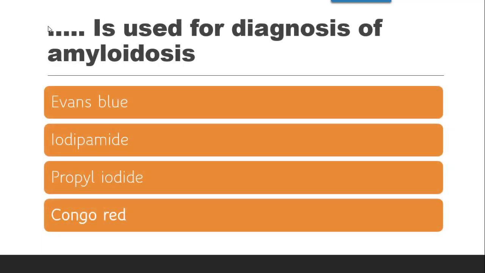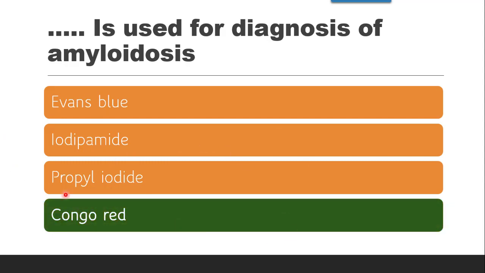Next question is, dash is used for diagnosis of amyloidosis. Now amyloidosis is also known as amyloid disease. For the diagnosis of amyloid disease, the diagnostic agent used is Congo red. How? Again it is administered intravenously. Amyloid disease is the condition where amyloid proteins are abnormally deposited in organs or tissues. So when this dye is administered intravenously, the serum concentration of the dye is measured.